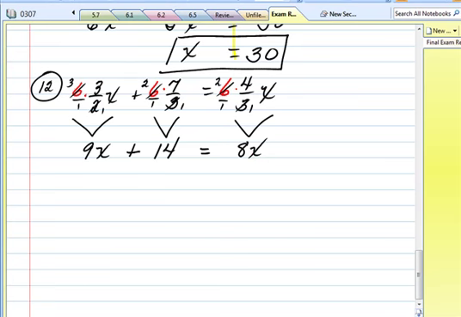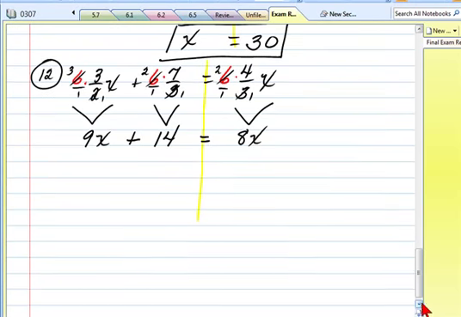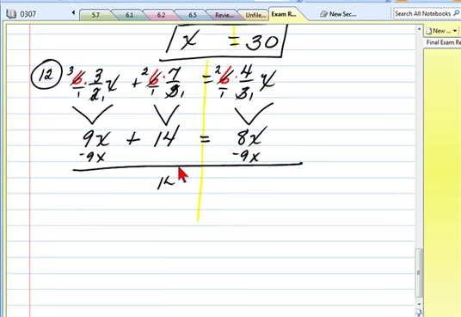Now, it is always your choice when you have variables on both sides which one you want to get rid of. So which one would you like me to get rid of? 9x? All right, I'm going to subtract 9x. That gives me 14 is equal to negative 1x. And you might not write the 1, but it is negative x. Divide by negative 1, and negative 14 is x.